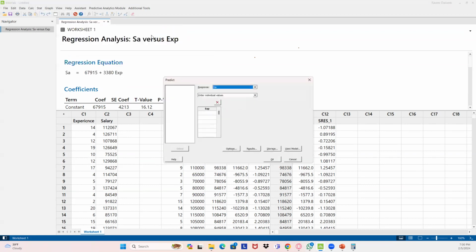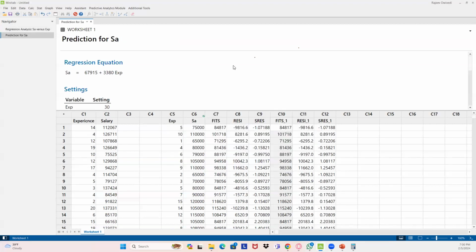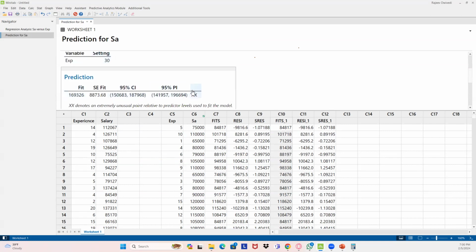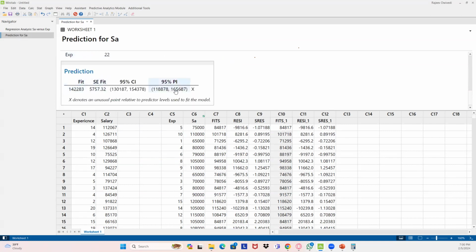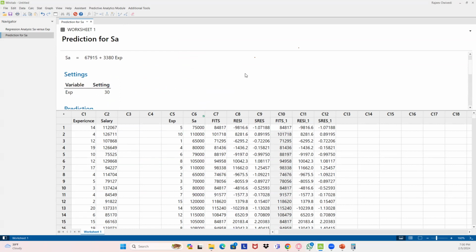So now you just put in what the experience is. So first time, let's say, experience 30, experience 22. And for 30, this is a prediction interval. For 22, this is the prediction. So you will feel that without doing the model, you cannot directly predict. So first step, always run the model, regression, then second step go for prediction. It's very easy and simple.